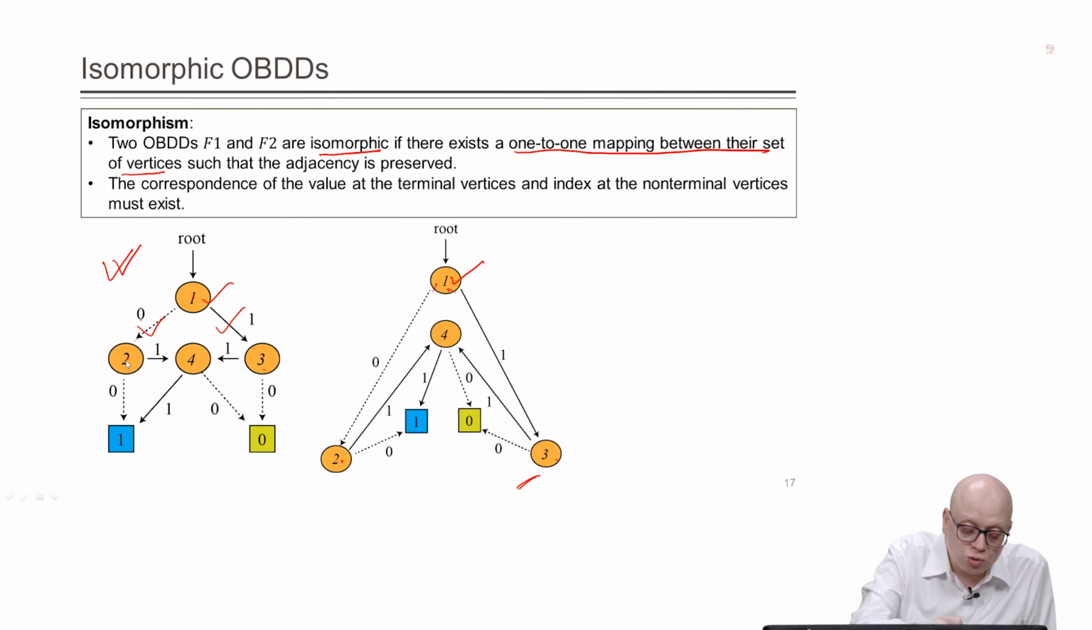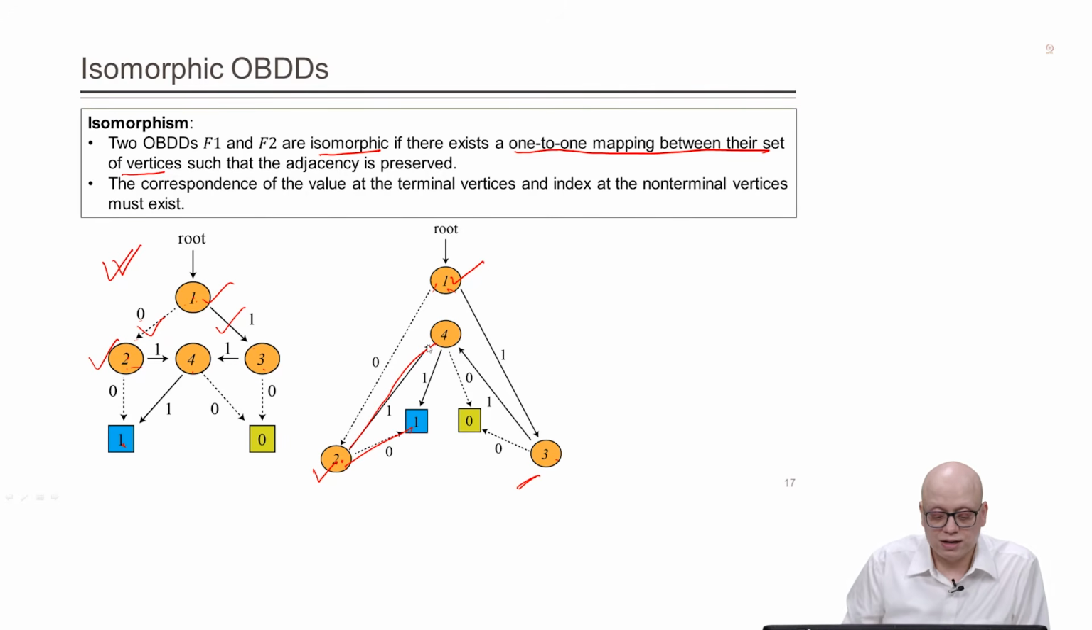Now, let us look into 2. This is the corresponding vertex. For these two vertices, the 0 edge goes to 1, and the 1 edge goes to 4. Similarly, these two edges are also fine.